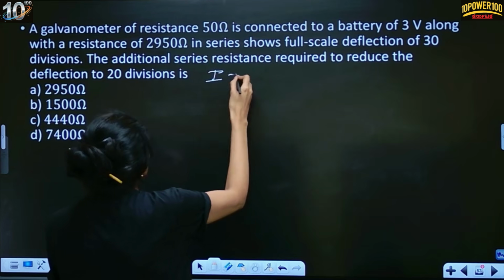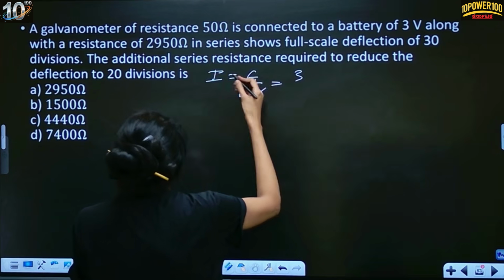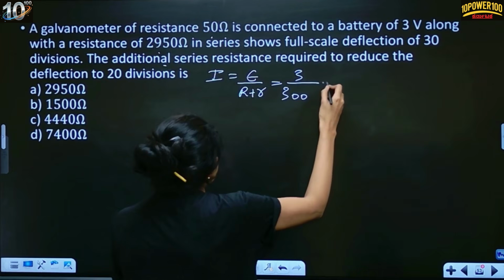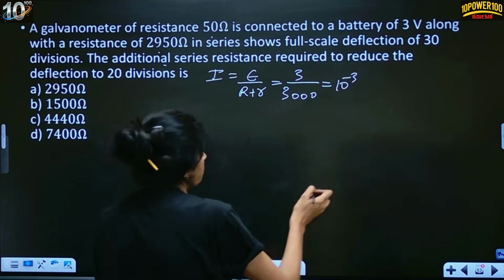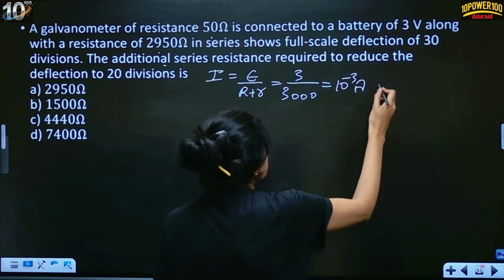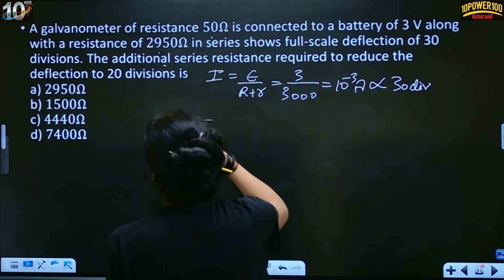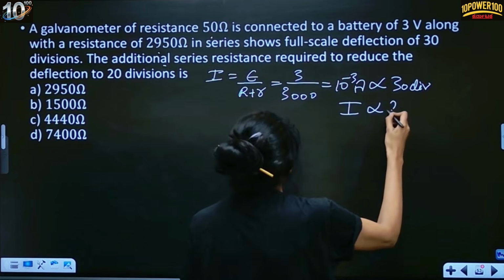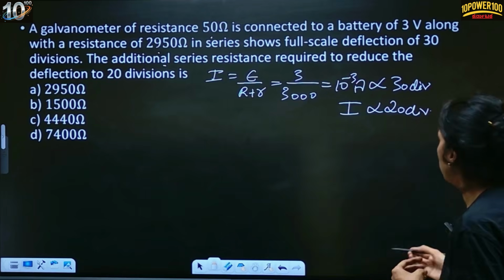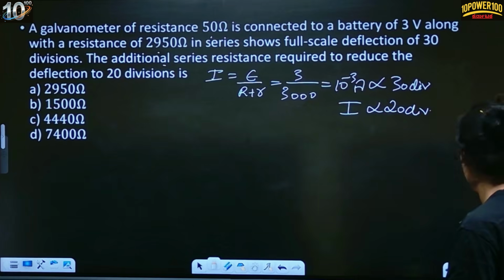From this, what will the current be? Current equals E divided by R plus R galvanometer. The EMF is 3 volt and the total resistance is 2950 plus 50, which is 3000. So you will get the current as 10 power minus 3 ampere. For 10 power minus 3 ampere, the deflection is 30 divisions. Now they're asking for what current the deflection will be 20 divisions. Please find out what the current will be and let's see how much you're able to get. If you get the correct answer, please drop it in the comment box.